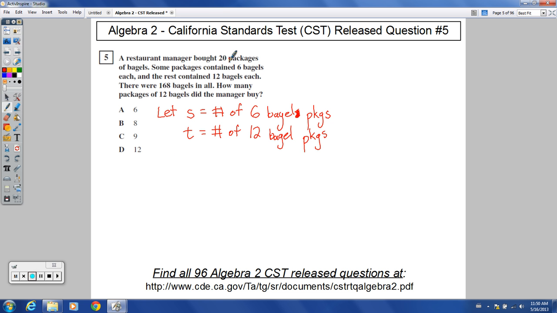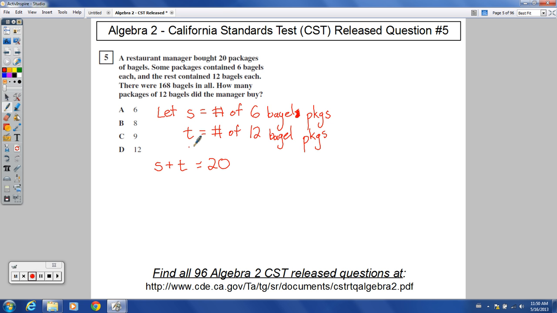Okay, so we've got right here that we're going to have 20 packages of bagels. So S plus T would have to equal 20 because there's a total of 20 packages of bagels. And it says there's 168 bagels in all.